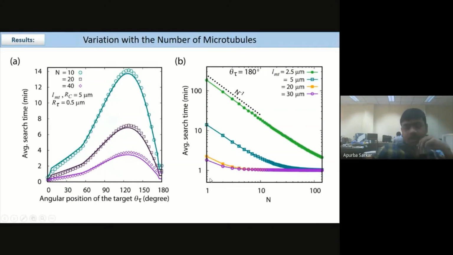So to find out the region, we again plot the average search time as a function of the number of microtubules, and find that up to a certain number of microtubules the average search time decreases. Then it starts saturating beyond a certain number of microtubules. After this region, the probability that at least one microtubule will capture the target becomes greater than or equal to 1. That means there is always a chance that a single microtubule will capture the target. So we get a saturation in the average search time.